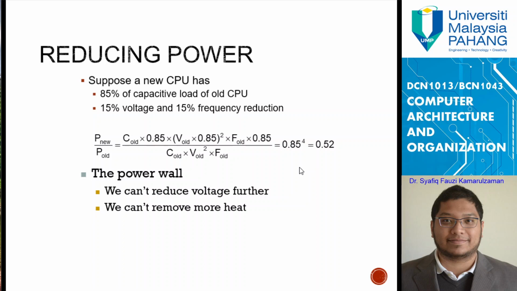So actually, for us to reduce the power of the CPU, we have what we call the power wall. We cannot reduce the voltage until a certain point, and we cannot remove more heat. Because we cannot remove more heat, we cannot reduce the voltage further. If we increase the voltage, we cannot remove the heat created by that voltage, which is another problem inside the PC if you want to increase performance through power.